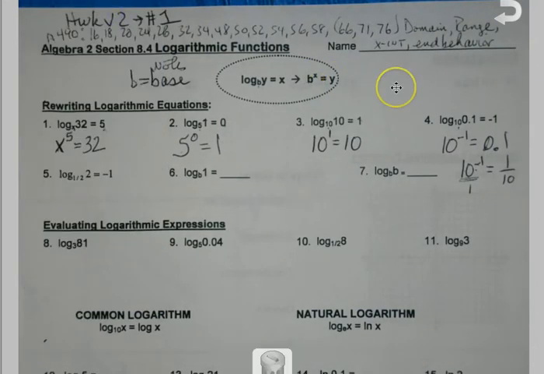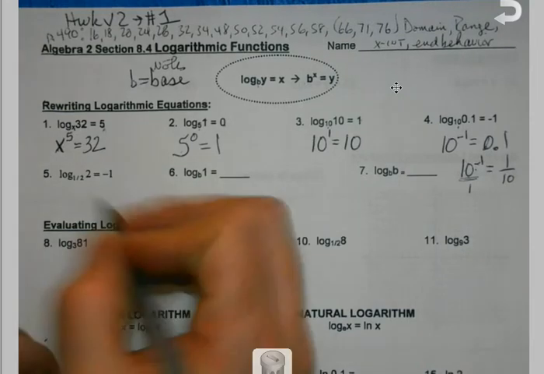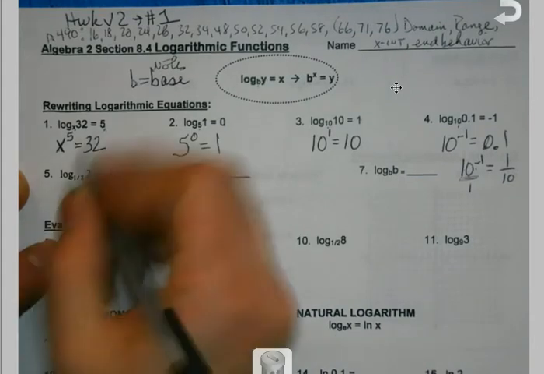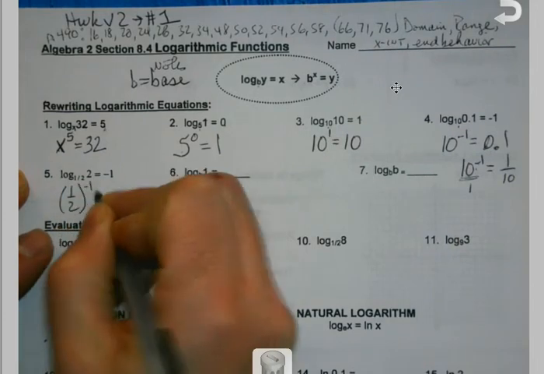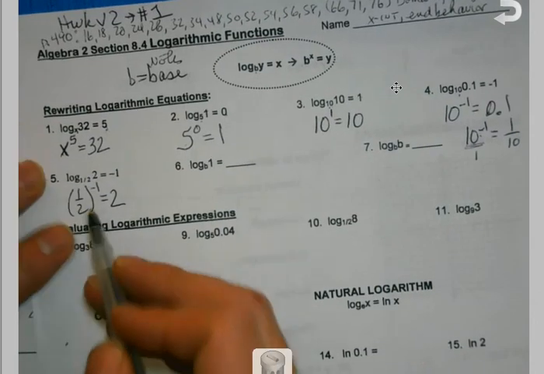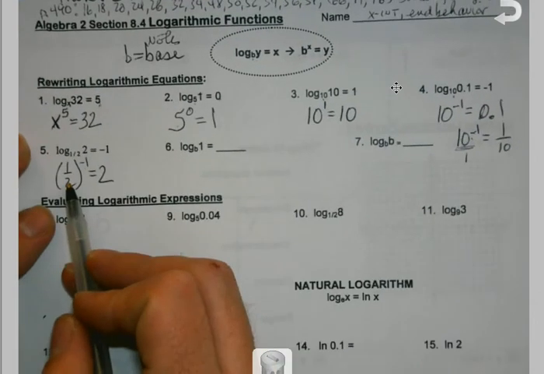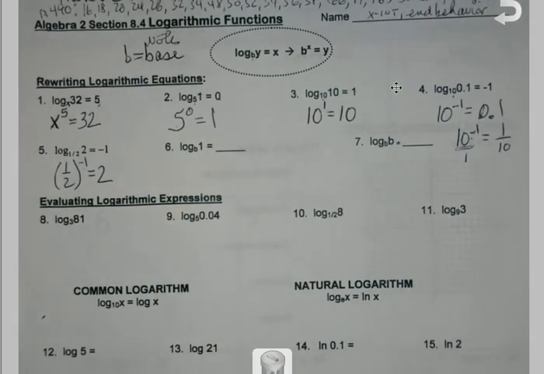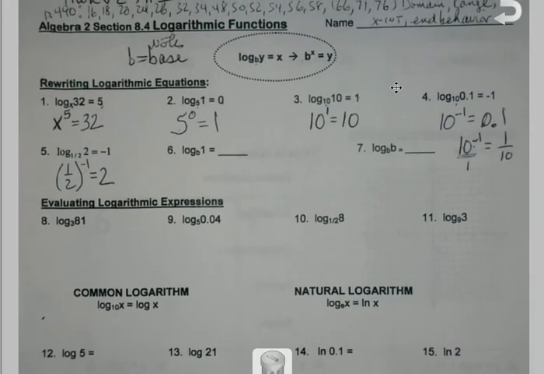So let's see here. What about 5? Then we start to get abstract. What would 5 look like as an exponential? Half to the negative 1 equals 2. Now think about that for a second. Half to the negative 1 means I flip this. What happens when you flip 1/2? 2 over 1, it's 2. Okay? So it lets me practice my exponent rules a little while I'm using these new items called logarithms. And we can actually do these in the calculator too, but we'll get to that.